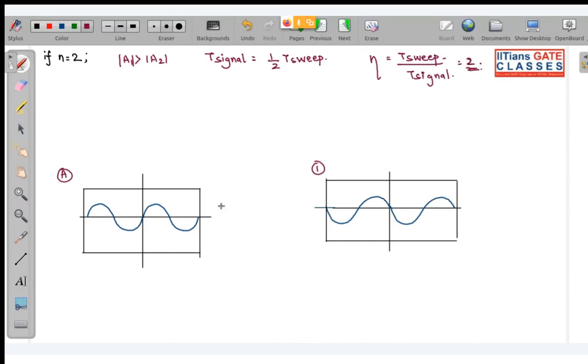So which option do you think is correct? Option A or option B? Tell me. Over here, A1 is of the sweep signal, right? This is the maximum amplitude of the sweep, and this is the maximum amplitude of the signal. So in the whole waveform, there is no amplitude clipping. Okay, you can see. So now tell me which signal is going to be there on the screen.